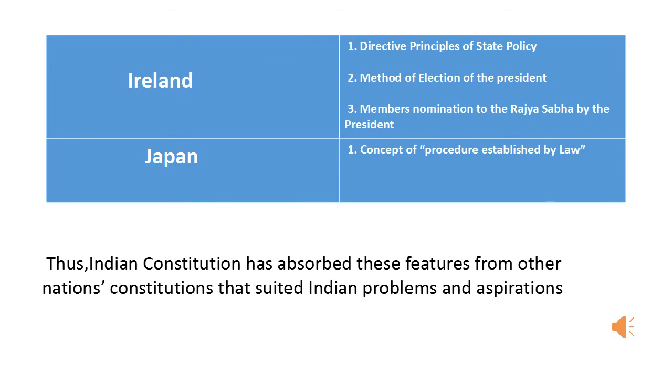So these are some of the features that are borrowed from various constitutions by the Indian Constitution. But that doesn't mean that the Indian Constitution has borrowed these concepts or copied them exactly. The Indian Constitution has absorbed these features from other nations, but suited them to Indian problems and aspirations, and India modified these features a little according to its environment. That's why the Indian Constitution is known as a unique constitution, because it borrowed from a lot of constitutions but suited these features according to the needs of India.